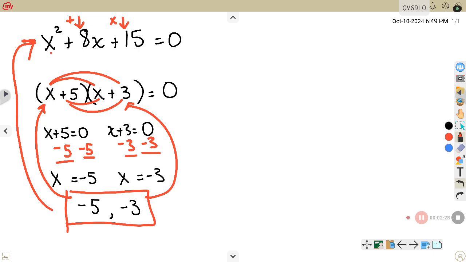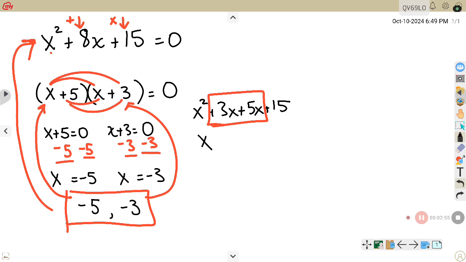So if I FOIL this first, x times x would give me x squared. My outer, x times 3, gives me 3x. My inner, 5 times x, gives me 5x. And then my last, 5 times 3, gives me 15. These middle terms are like terms that you can put together. So now you have x squared plus 8x plus 15, which is what you started with. So that's what we're going to be doing in this section.